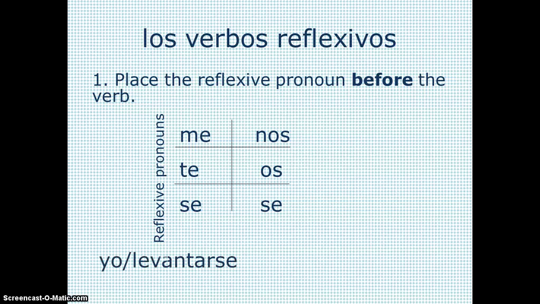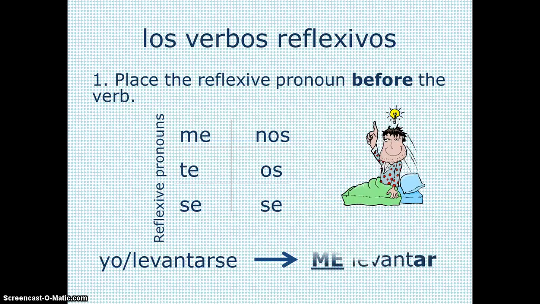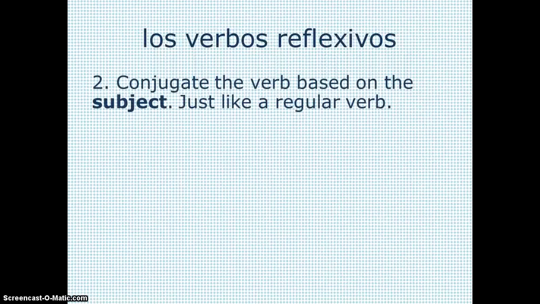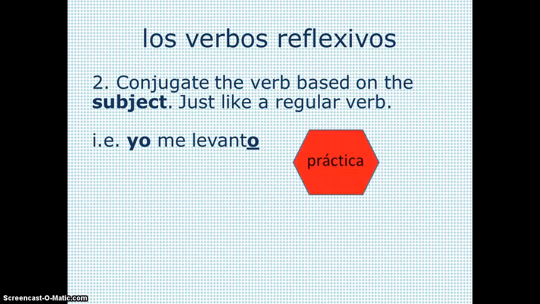So, if we want to conjugate levantarse in the yo form, then what pronoun are we going to use? If you selected me, you are correct. And then if you'll notice, we're just left with our regular AR verb, levantar. Step number 2. You're going to conjugate the verb based on the subject, just like your regular verb. So, for this example, our subject is yo, so I'm going to tack on an O at the end. Yo me levanto. In English, that means I get myself up, or I get up.